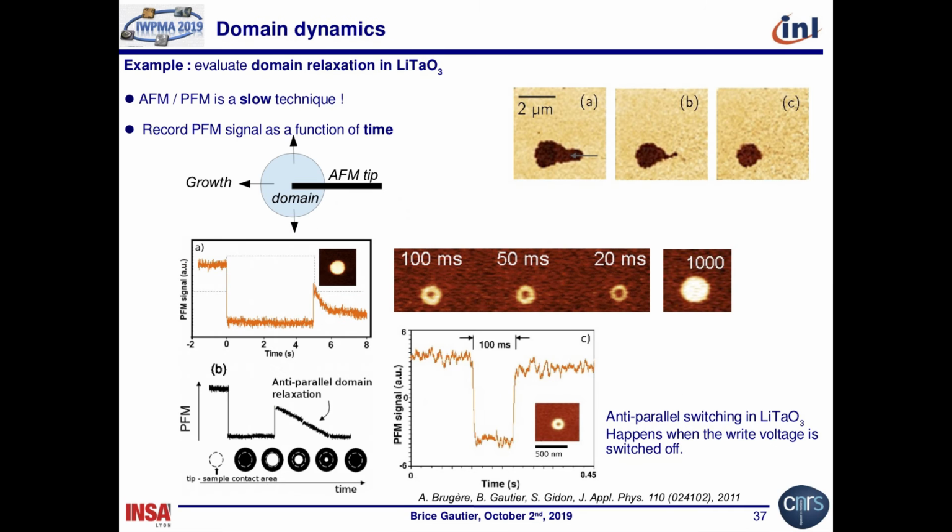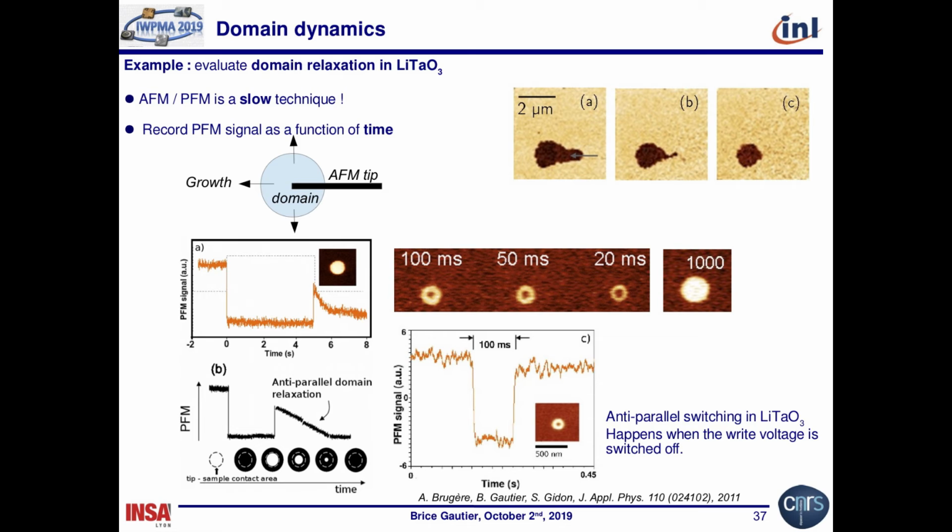And if it's not sufficient, you can record the PFM signal as a function of time. Just by putting the tip somewhere on the surface and recording as a function of time, this is the phase signal. Here you put the tip on this location and you apply, let's say, plus 10 volts. You switch the region there, you release the voltage, then you see that the phase is hesitating there and goes back to the flipped state.